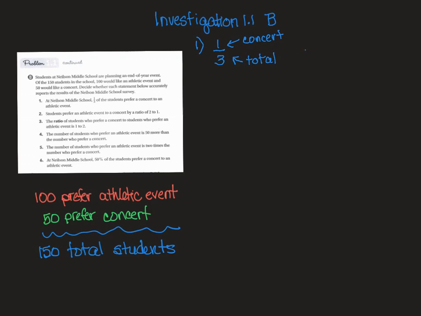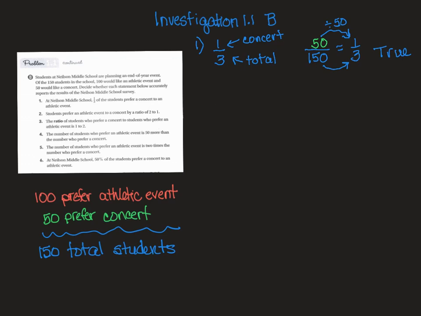So I'm now going to take the information I have from the problem, what they told me, and I know that the total number of students is 150. And I know that the amount of people that prefer a concert are 50. So I'm looking at 50 over 150, and I'm saying, is that equivalent to 1/3? So I set up the problem, is this equivalent to 1/3? And I can tell that if I divide both sides by 50, I will get 1/3. So that is true. That is accurate.